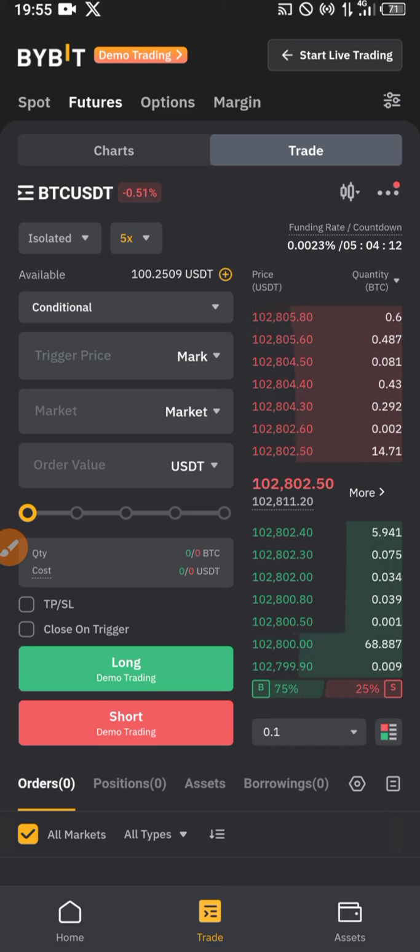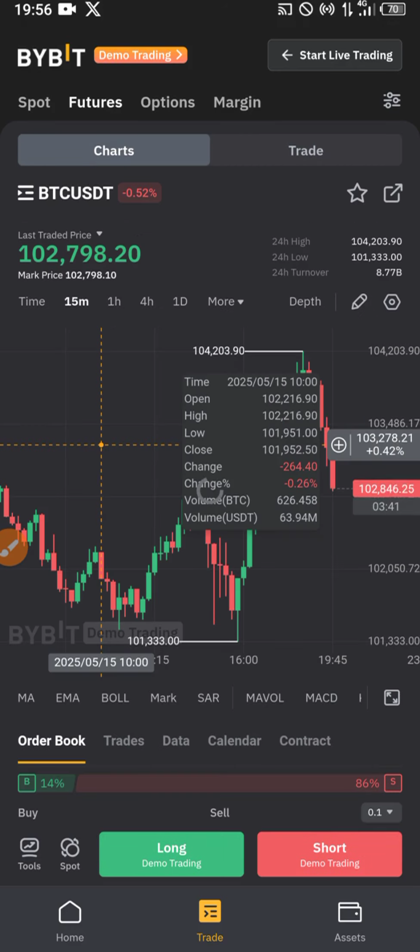So what do I mean by buy stop? Buy stop is when you set a price above the current market price. When the price rises and hits the level, your buy order is triggered. It's like saying, I want to buy only if the price is going up past this point. Now, what is a sell stop? You set a price below the current market price. When the price falls and hits that level, your sell order is triggered. It's like saying, I want to sell only if the price is dropping past this point.